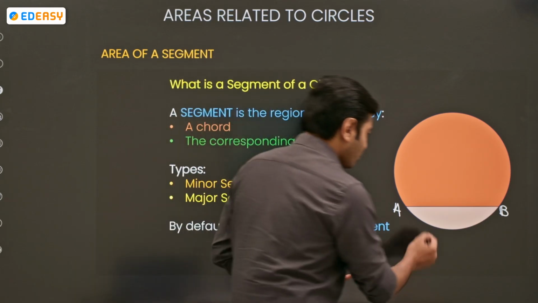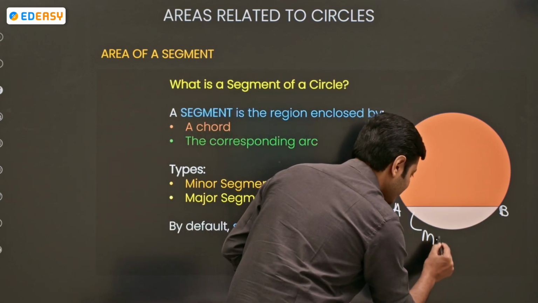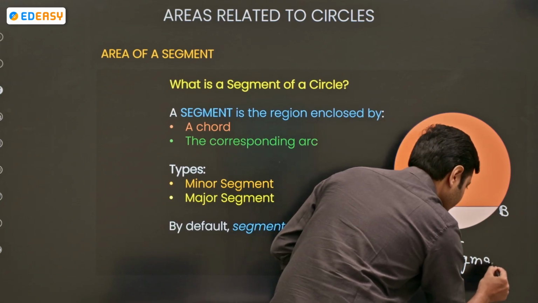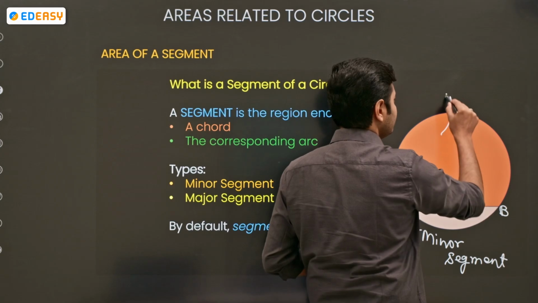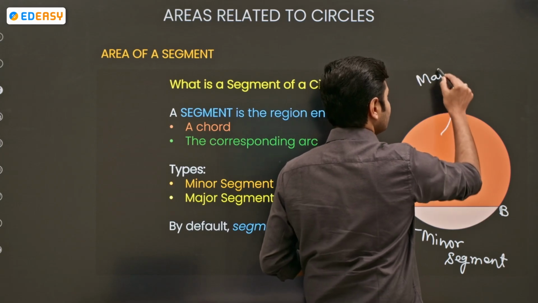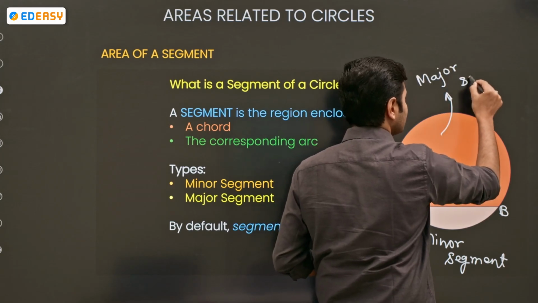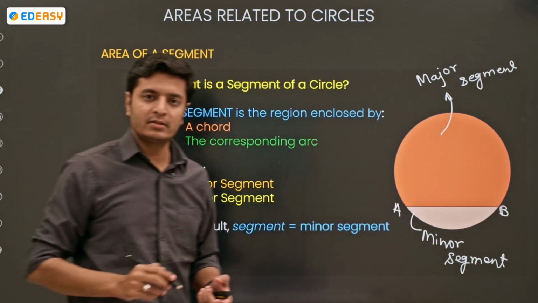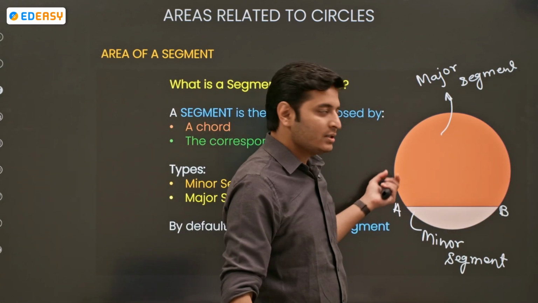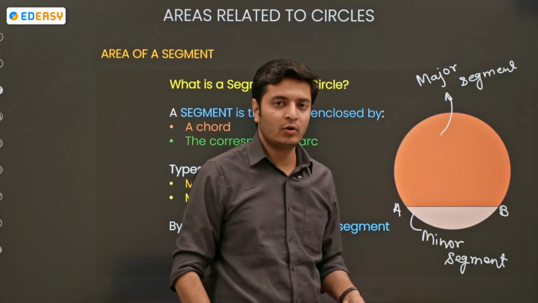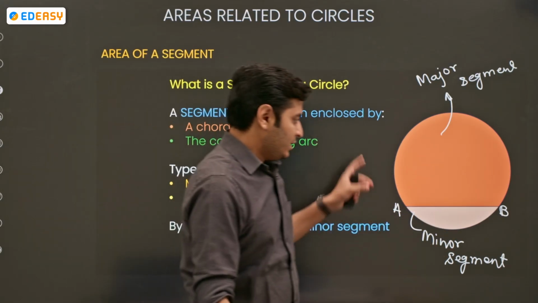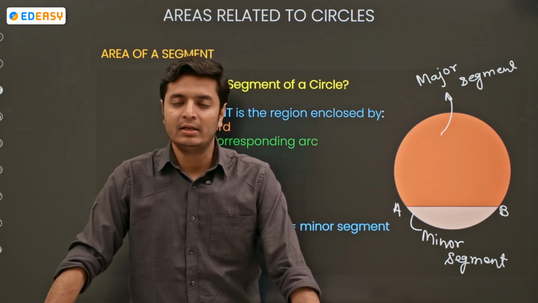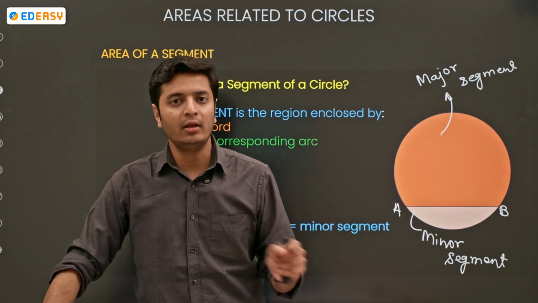Yes, it is. So this is known as minor segment, and this one will be known as major segment. Now you understood the difference? This one is larger in area, this one is smaller in area. So segment is that region which is enclosed between a chord and the corresponding arc.